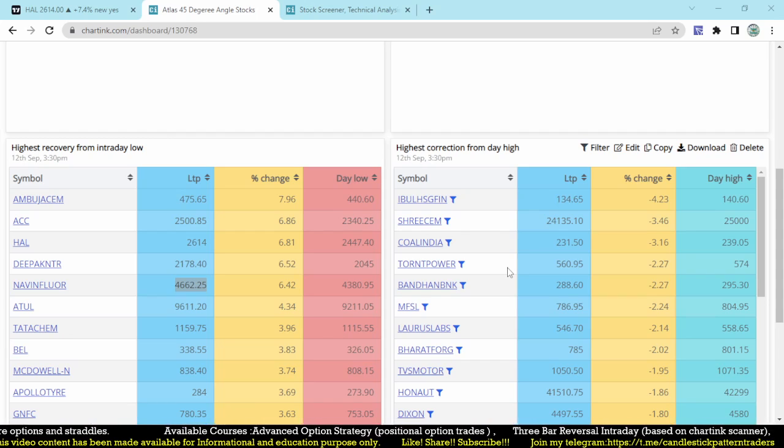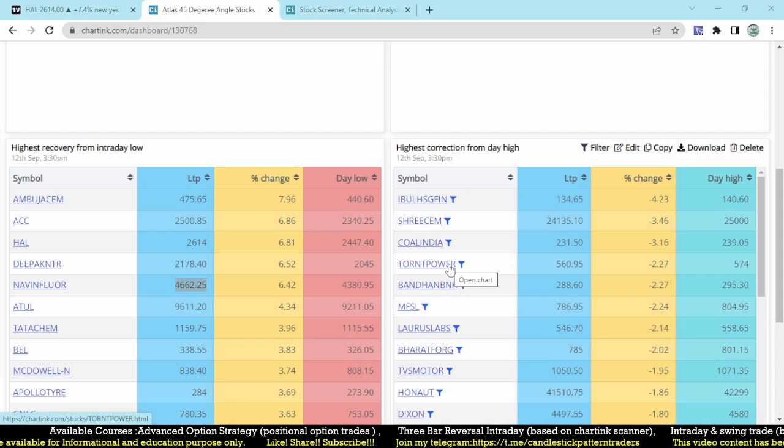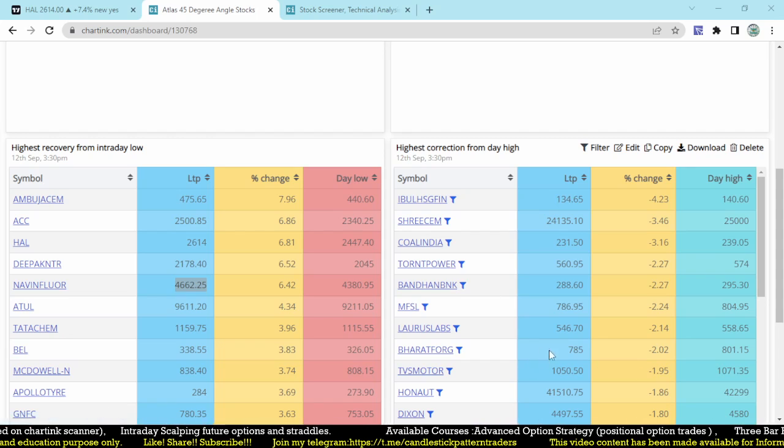But here is another scanner which helps me find stocks which are recovering from the bottom, or which are more percentage gainers from the day low. We will have the confirmation, so I may have the chance to get some trade opportunities on that. Based on that we did book a profit.